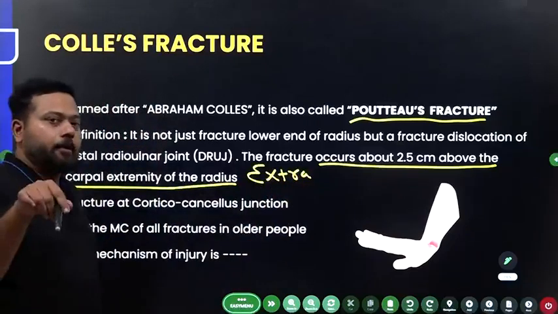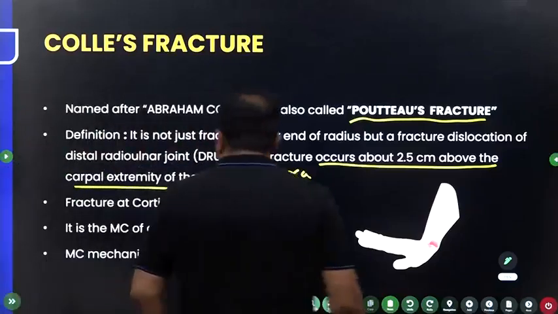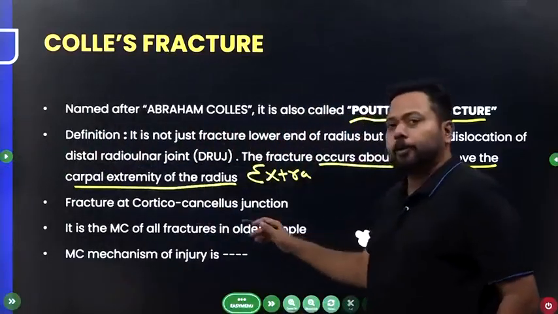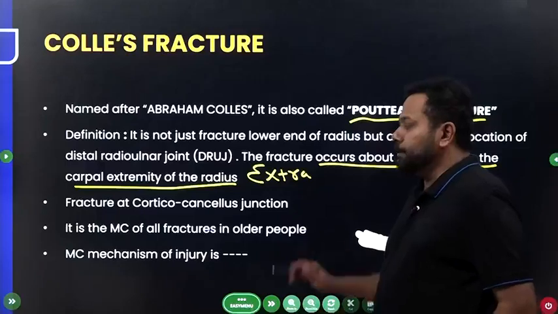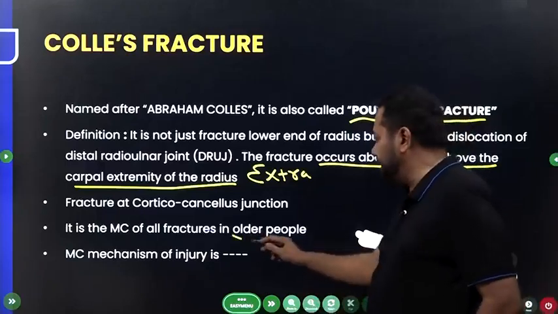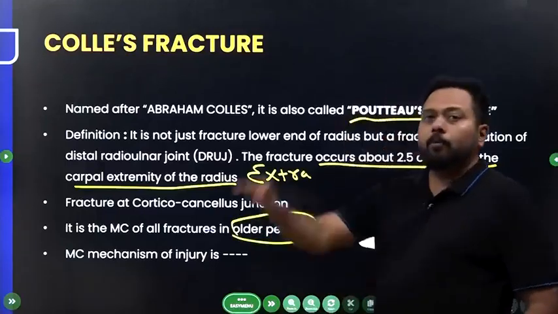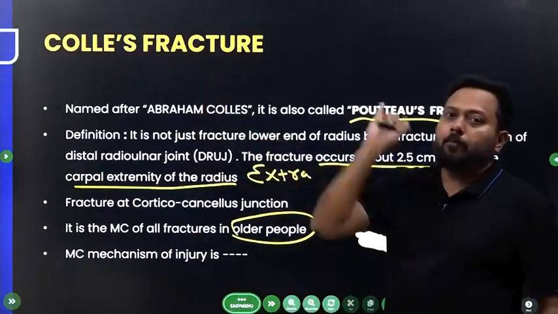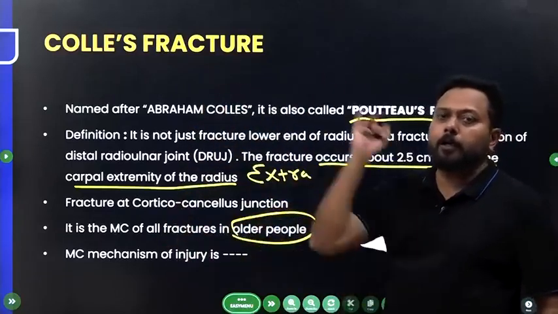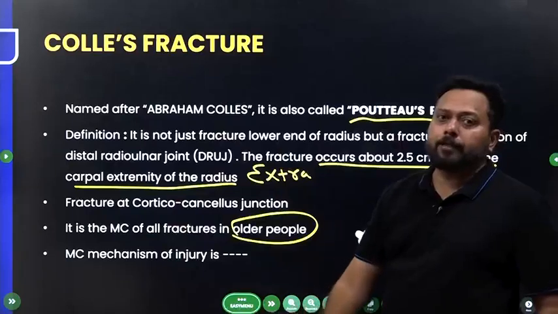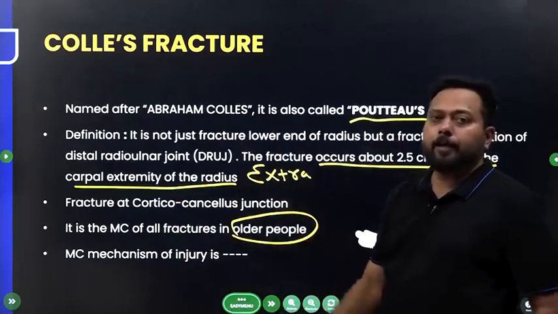When it is intra-articular, that's called Barton. It is a fracture at the corticocancellous junction. It is the most common of all fractures in the elderly. This I already told you. Most common fracture of newborn is clavicle, most common fracture of childhood is supracondylar, most common fracture of young adult is scaphoid, most common fracture of the elderly is Colles.